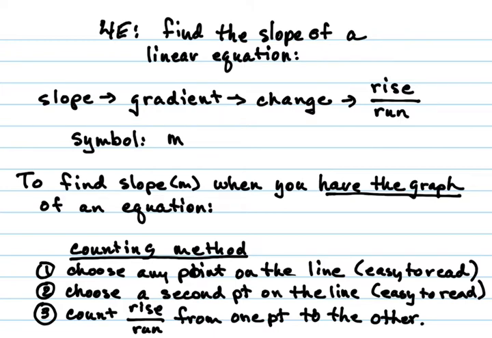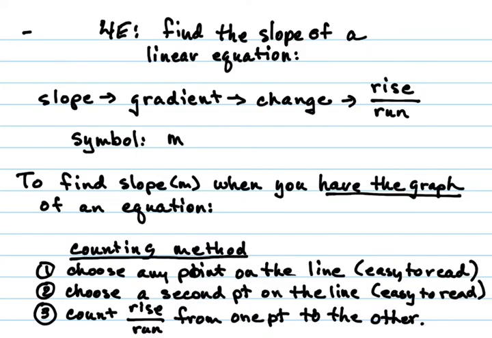Okay? Now, we're going to take a look at some examples of that in just a moment, but first we're going to go through the second method, the second process for finding slope. Because you're not always going to be given the graph, and you're not always going to want to draw the graph of a line if all you're looking for is the slope. You may be given some more information.